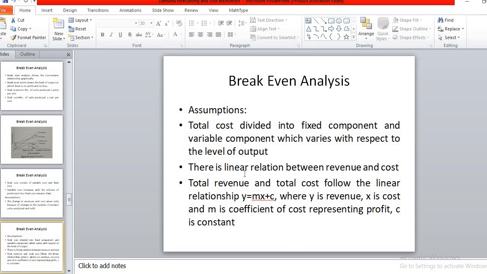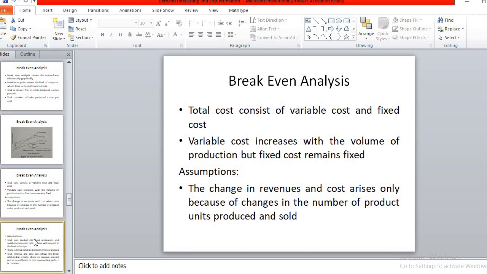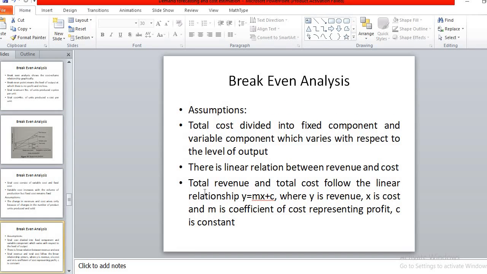And again there is a linear relationship between the revenue and cost. There is a linear relation between revenue, cost, and the sales or production. So these are some assumptions.